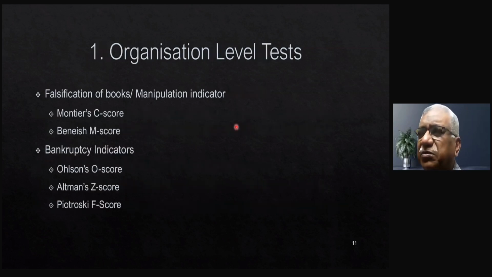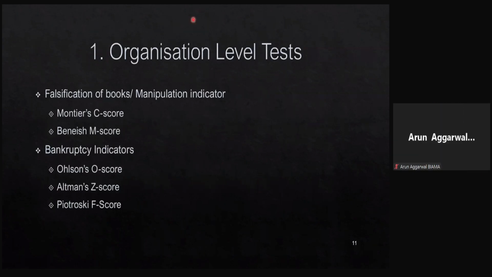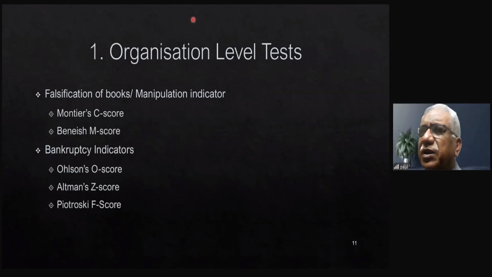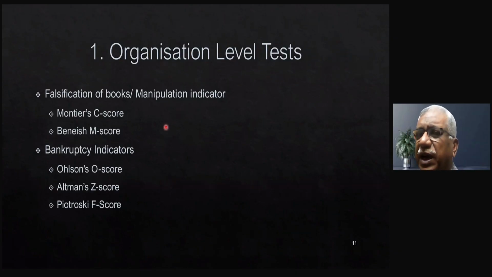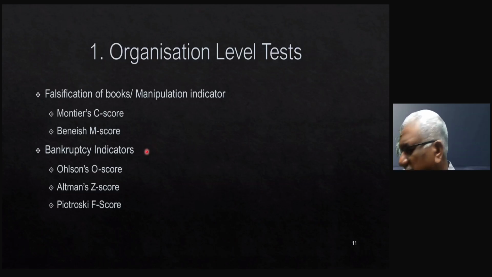So here we have the organizational tests. In the organizational level tests, what we have is two of them which tell you whether your books have been manipulated, window dressed. Used to call it window dressing, but now we take the American words, falsification and so on. And we got another three ratios which are indicators that the company is not solvent. It's going to die. It's going to go insolvent.